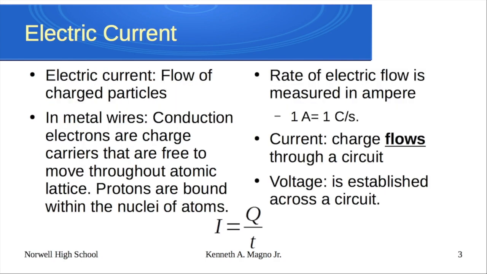So what electric current is, it's the flow of those charged particles. Basically, how quickly are those electrons flowing? We talked about Q, charges or electrons, the amount of electrons we have before. So how much charge we have, and how quickly it wants to flow. In metal wires, conduction electrons are the charge carriers, those free electrons that get passed along in the material, and our protons are bound with a nucleus, so the protons don't move. It's just those electrons moving along. The rate at which electric flow is measured is 1 amp, being 1 coulomb per second. So charge per second, charge per time, that's the rate.